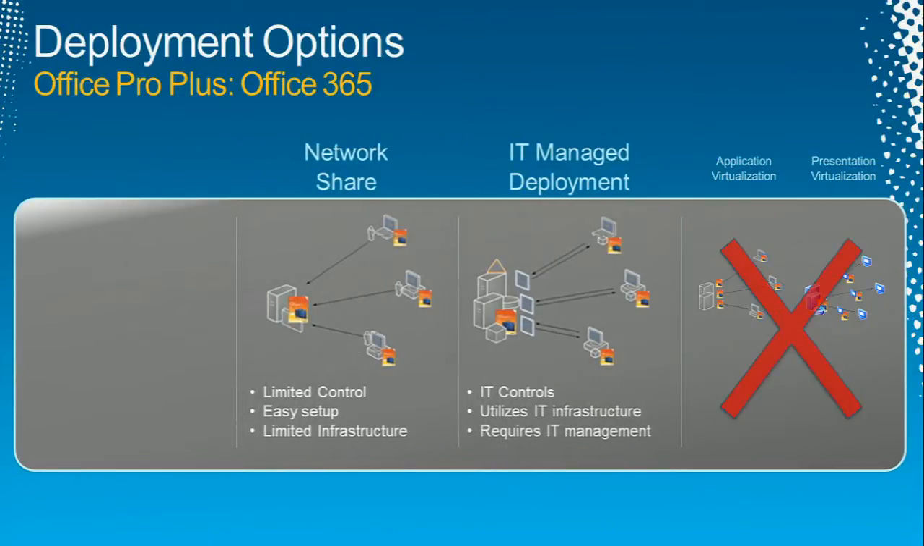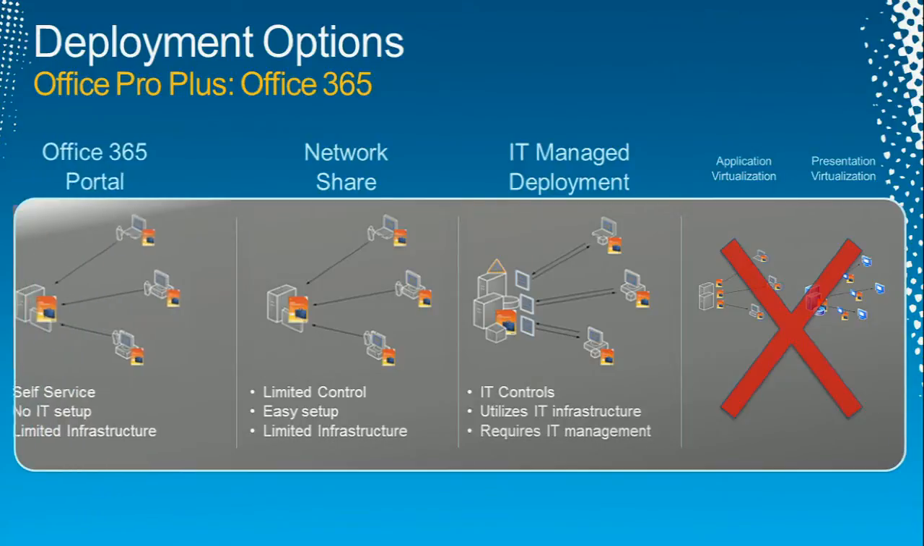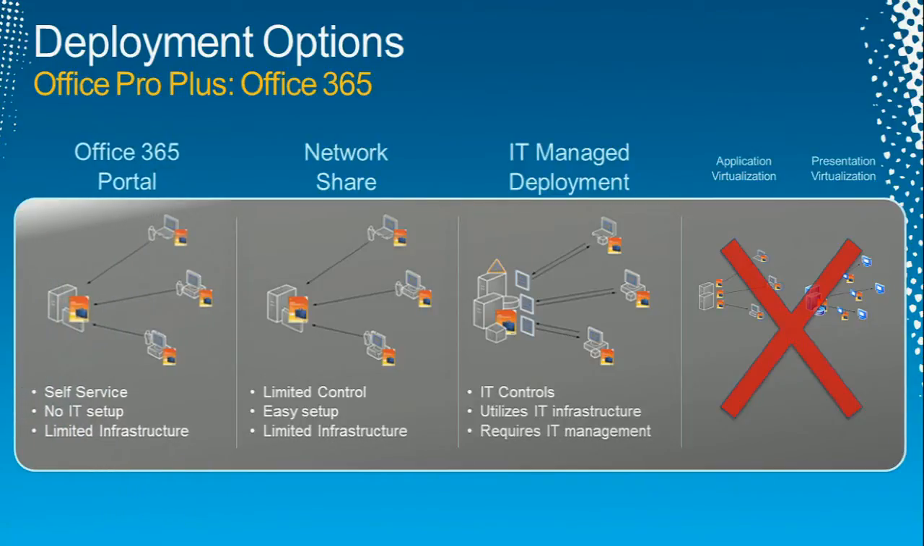Each for their own reasons, but it has mainly to do with how we're changing the activation model. So those are much different approaches. So what are our options in 365? You saw Portal, but we can also continue to support network share and manage deployments. So that's good news, right? We want to get some control over this thing.